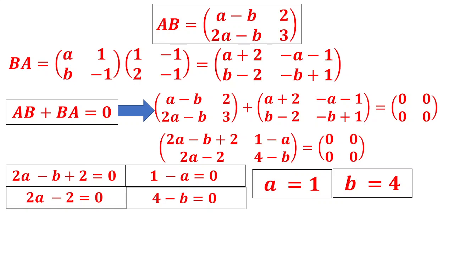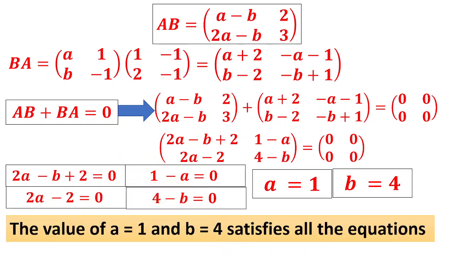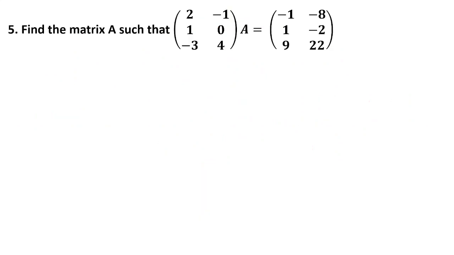Here, I have used the idea that A plus B whole square is A square plus B square, so that AB plus BA is equal to 0. Where A is equal to 1 and B is equal to 4 satisfy all the equations. You can check it out also.